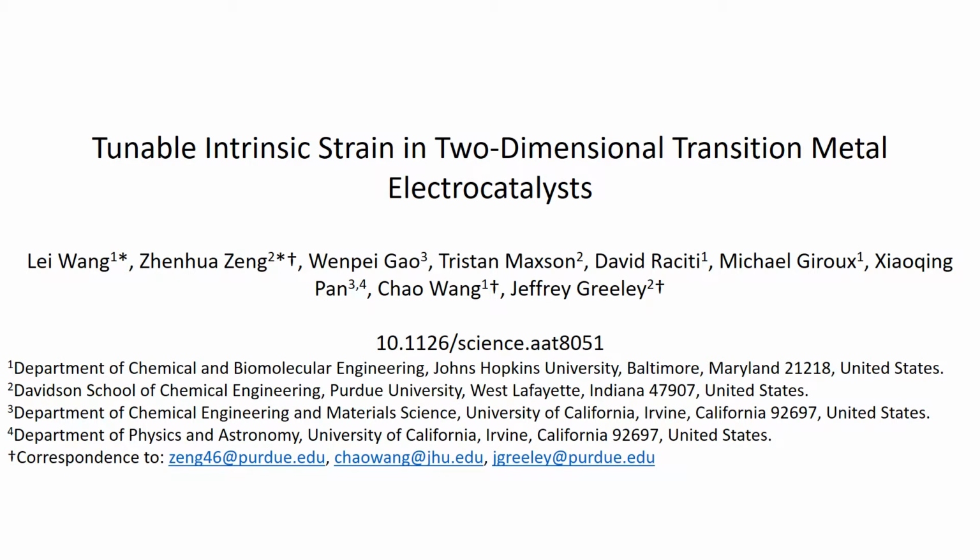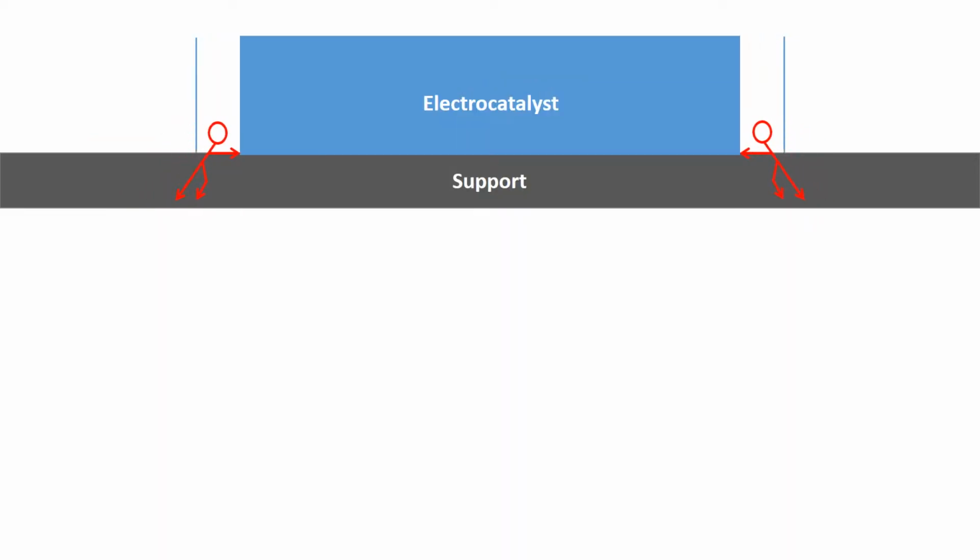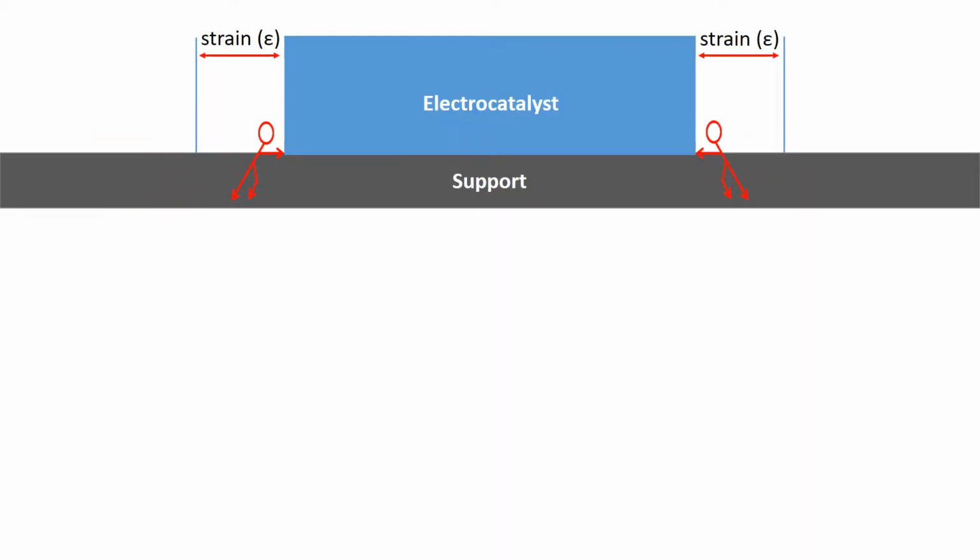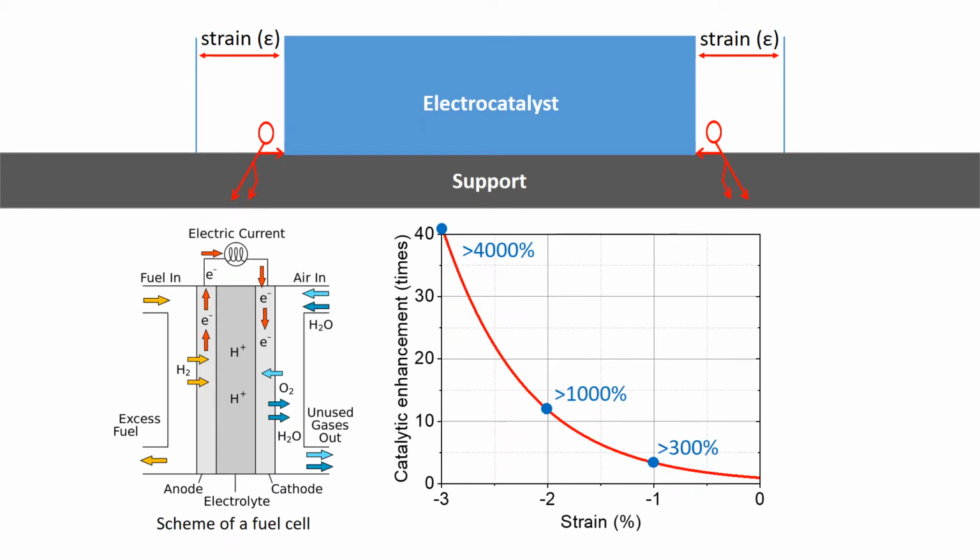In this video, I will explain how intrinsic forces can be used to generate and tune the strain of electrocatalysts. Strain is a measure of deformation in a material body. Tuning surface strain is a powerful strategy for tailoring the reactivity of electrocatalysts. For the catalytic reactions in fuel cells, a 1% compressive strain can enhance the performance by over 300%.